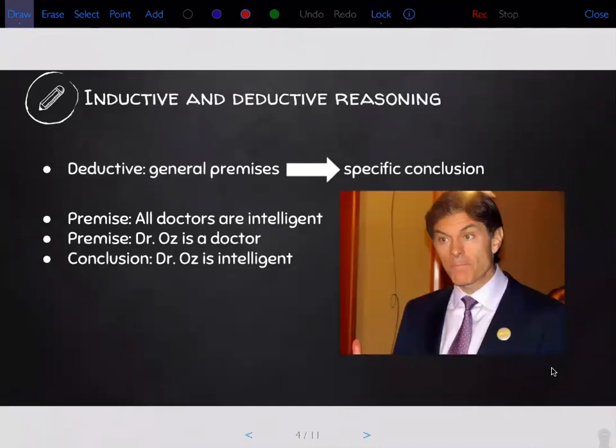So things can follow logically, and we call that valid. But if the premises don't make sense, if they're not true all the time, then we can't necessarily say that it is sound.